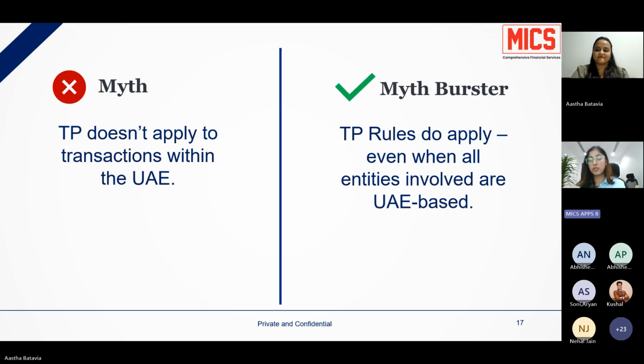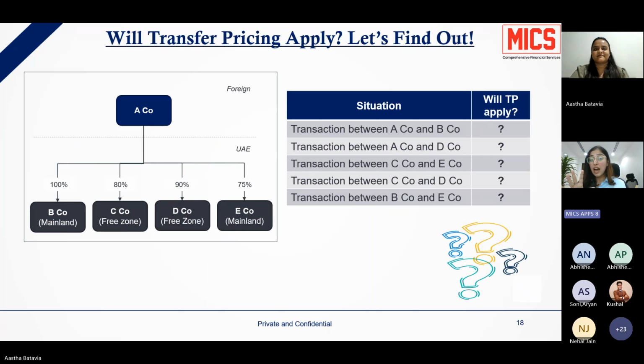Let's break it down further for you. And let's look at how much at a risk you are if you don't comply with these transfer pricing rules. Very simple example. A company is in foreign jurisdiction and then it has 4 subsidiaries in UAE. BCO, which is in mainland, CCO, which is in free zone, DCO, which is again in free zone, and ECO in mainland. Very typical structure which we would have seen for many of the companies. Let's decode, will transfer pricing apply between different permutations and combinations between these entities.